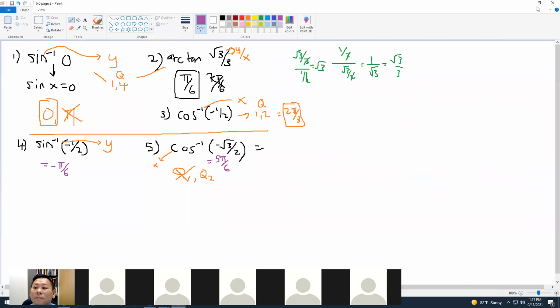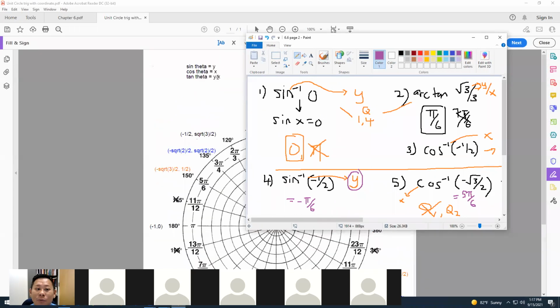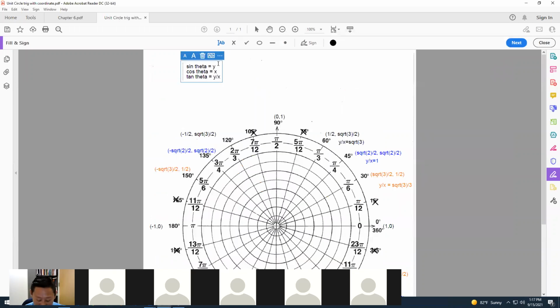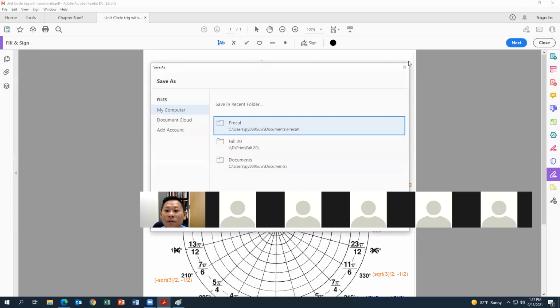Sine is just y. Cosine is x. Tangent is y over x. Sine is the y value, cosine is your x value in the coordinates, and tangent is y over x. Again, this is fixed. You cannot change anything here.